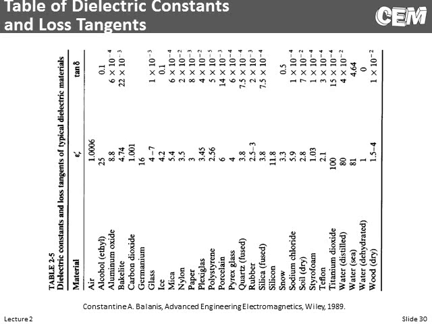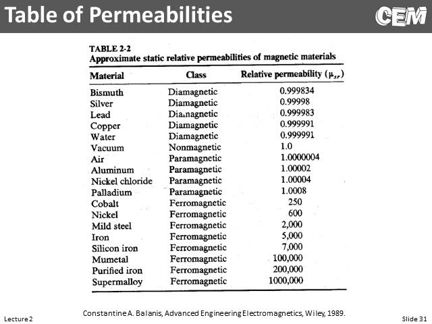So I don't need to go through this, but it's a table of dielectric constants and loss tangents just to give you a feel of typical numbers. So not much to say there. And then after that, a table of permeabilities.